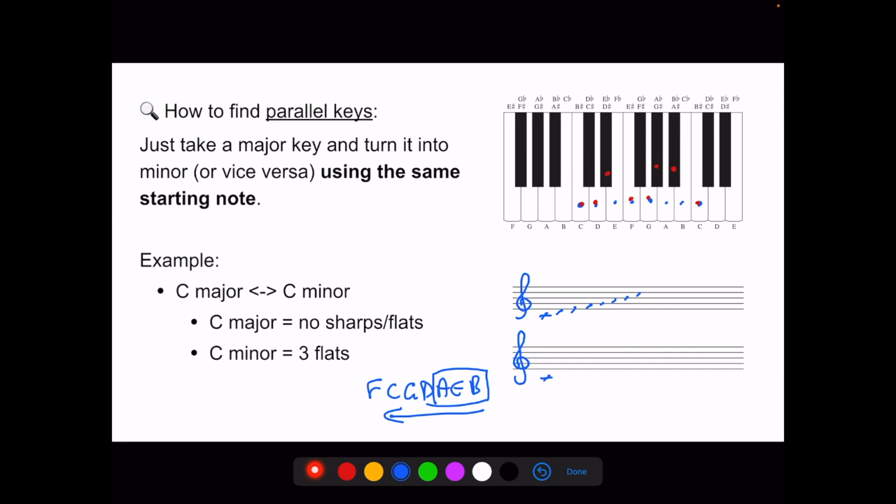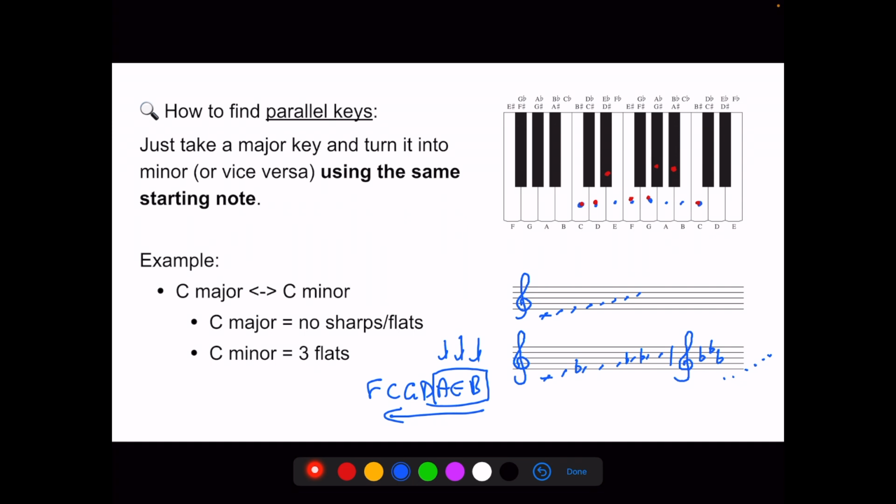So again, let's just write out everything. C, D, E, F, G, A, B, C. It's going to be first E flat, A flat, and B flat. And you can also write the key signature, which starts from B and then E and then A. So B flat, E flat, and then A flat. And then you can write the notes without the accidentals.